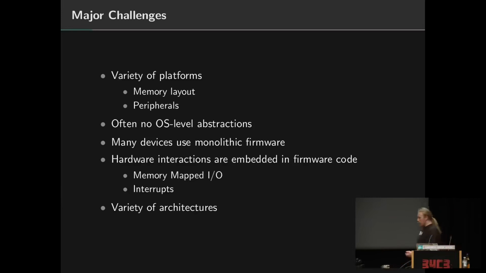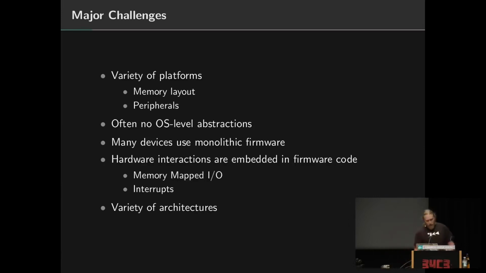On top of that, there is just a variety of architectures. Not only are there a lot of platforms, but also a lot of vendors and architectures are around. While on desktop systems we have mainly x86 and x86-64, on embedded devices we can have all the different architectures: ARM, MIPS, PowerPC, even sometimes SPARC.